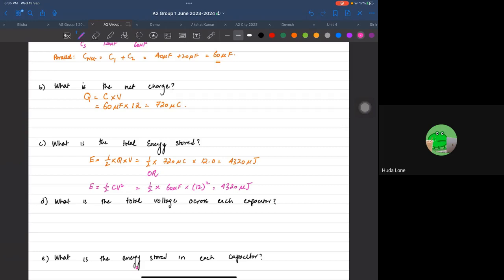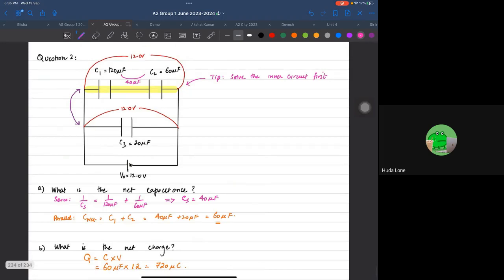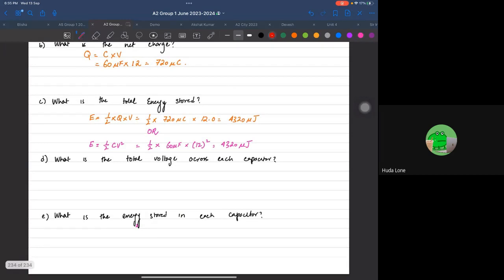Now they ask, what is the total voltage across each capacitor? Now this is a tricky one, because if you look at the diagram itself, you see that 20 is parallel with 120 and 60. So C3 is going to get the full voltage, because in parallel the voltage is the same. So for C3, we write that it gets a voltage of 12.0 volts. It's not a big deal.